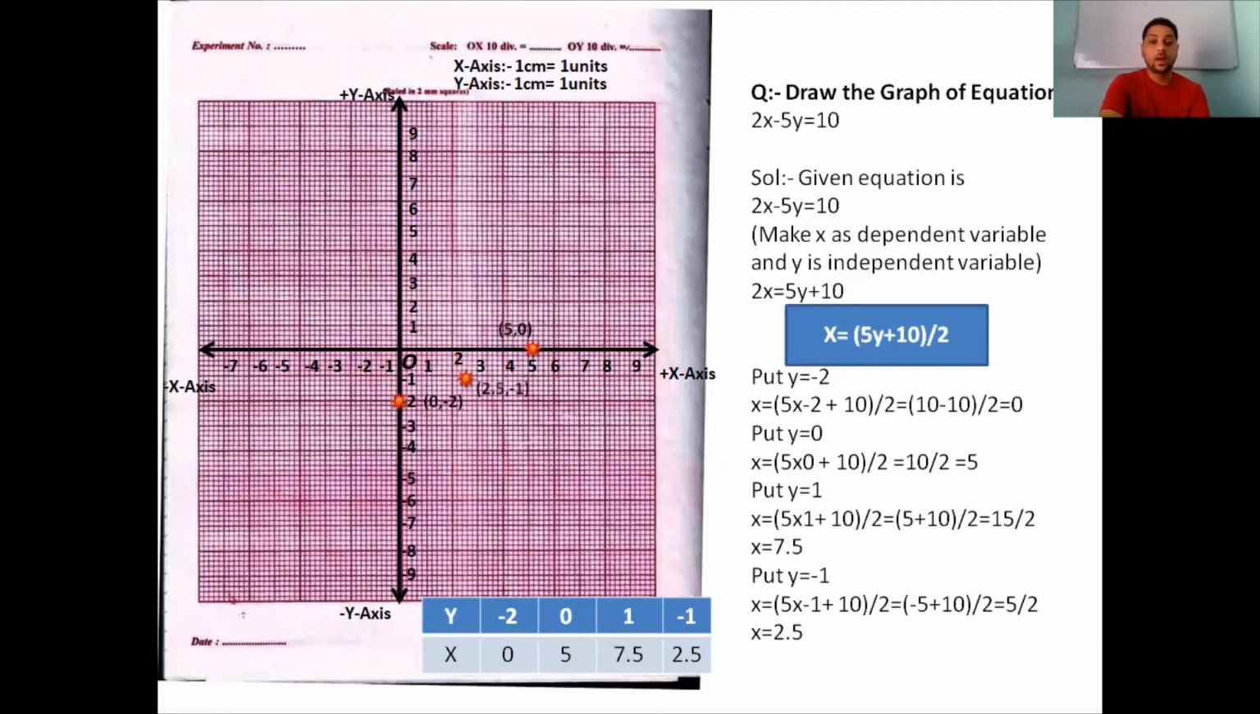Then we have this point (7.5, 1) and... I mean (-1, 2.5) here. So 2.5, how will we get it here? This is 2 and this is 3 here. In between you have 5 lines here. So you have to choose 2.5. After 2, you have each line division.